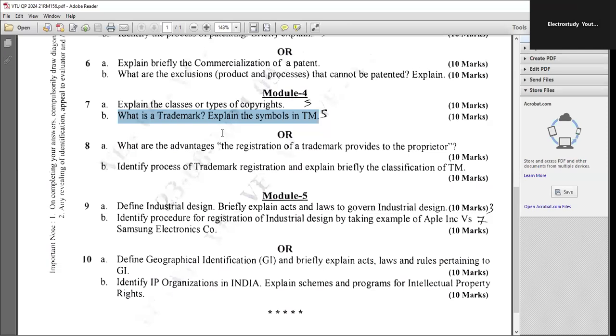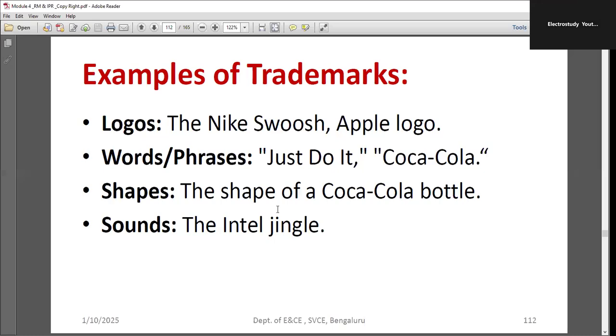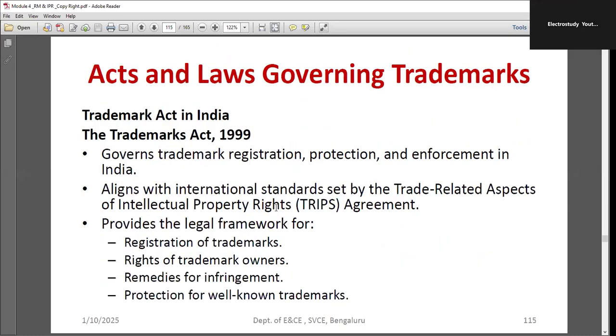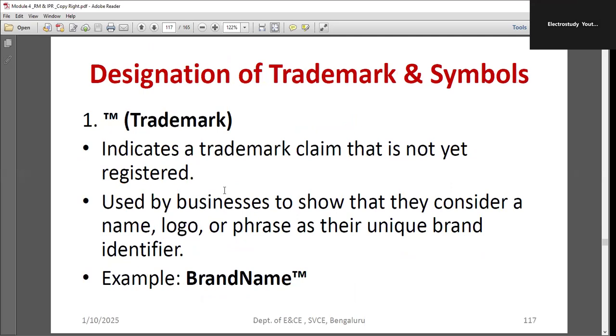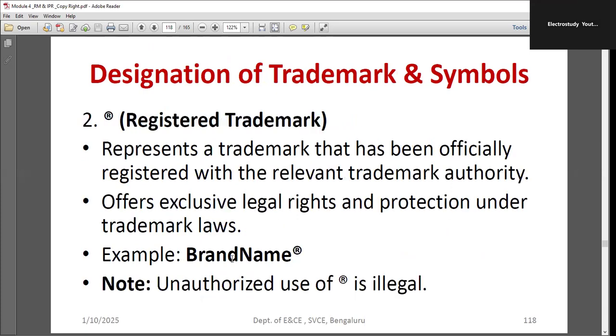I'll take you to the screen, you can check the symbols of trademark. You can see different symbols. TM, what is the meaning of TM? It indicates a trademark claim that is not yet registered. In such cases we'll write TM, trademark. Then R, registered trademark, represents the trademark that has been officially registered.